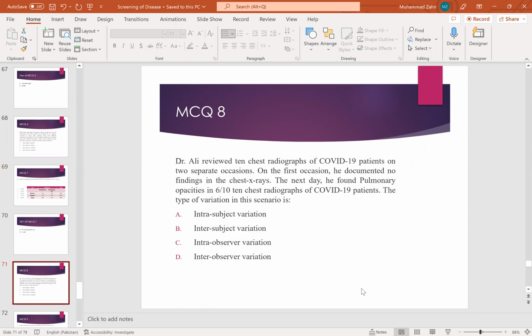Mr. Larry received 10 chest photographs of COVID-19 patients on 2 separate occasions. On the first occasion, he documented no finding in the chest X-ray. The next day, he found pulmonary opacities in 6 of 10 chest photographs of COVID-19 patients. The type of variation in this scenario is intra-subject variation, inter-subject variation, intra-observer variation, or inter-observer variation. C. The surgeon is saying, on different timings, he has this observation. So C is the correct answer.